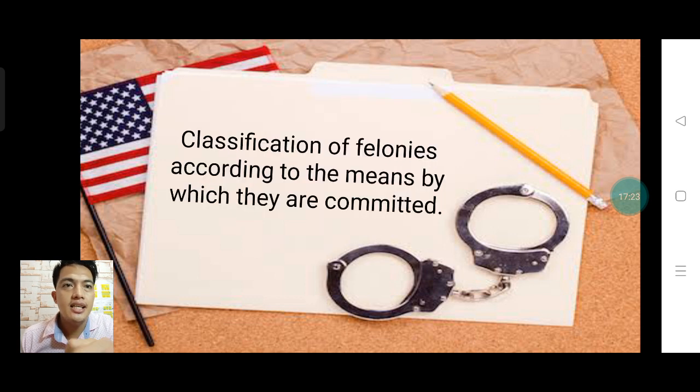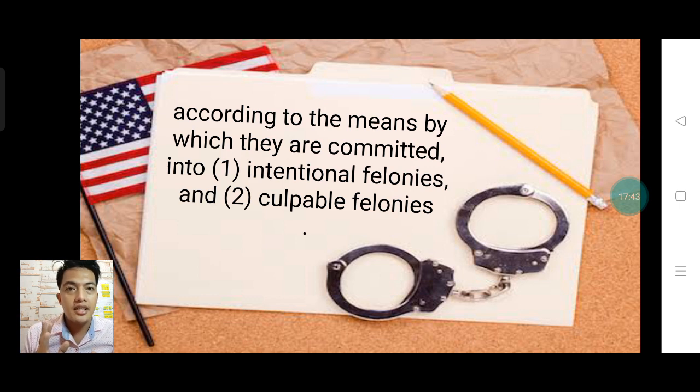So, let us proceed to the classification of felonies according to the means by which they are committed. We already discussed the definition and the requisites of felonies. Now, we will proceed to the classification. There are three classifications, supposedly, but let us first discuss the two classifications of felonies according to the means by which they are committed. First is intentional felonies, and second is culpable felonies. So, what are intentional felonies?